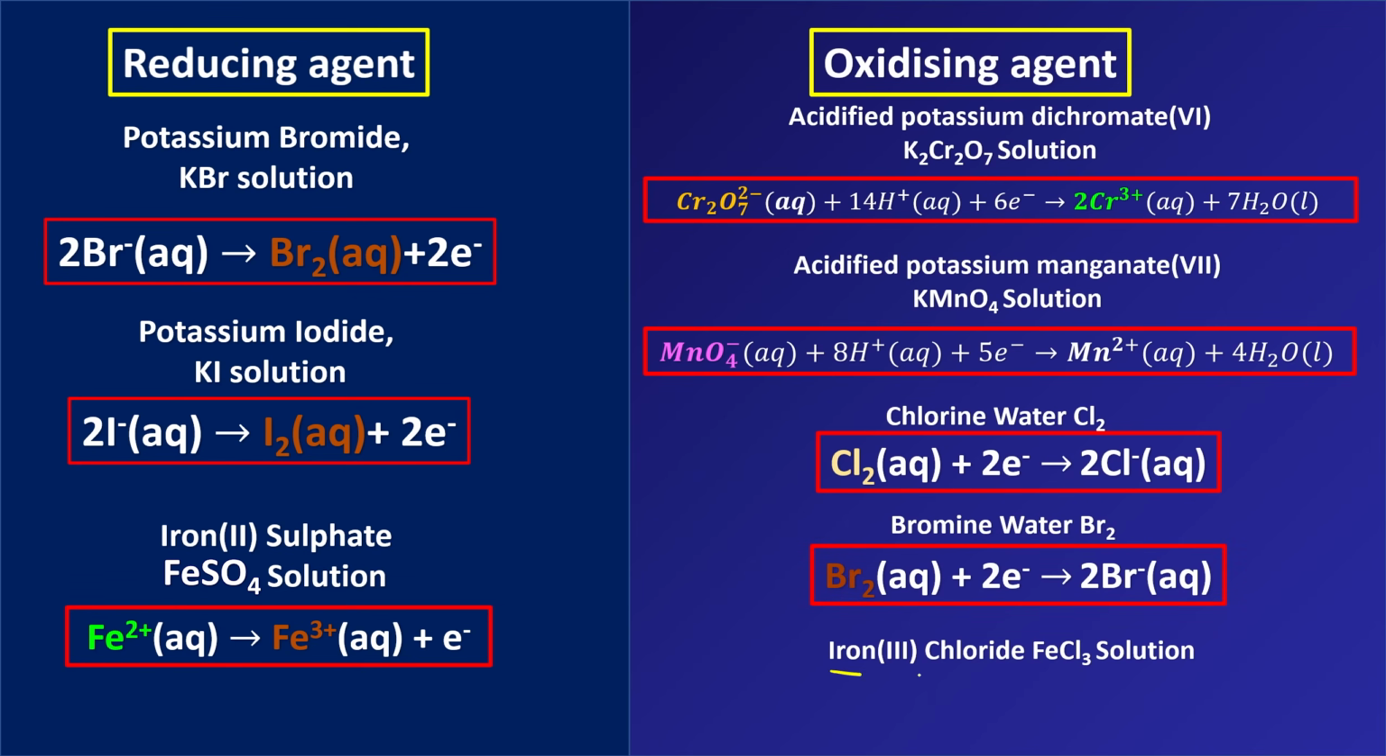Next, we have iron 3. Again, iron is the good boy. When it's 3, it's brown in color. So Fe3+ is brown in color, receives some electrons, and is reduced to become Fe2+. And this is green in color. So do you get everything correct?